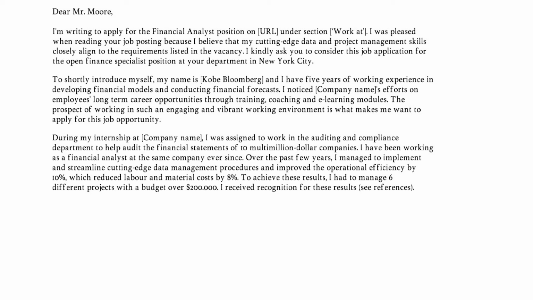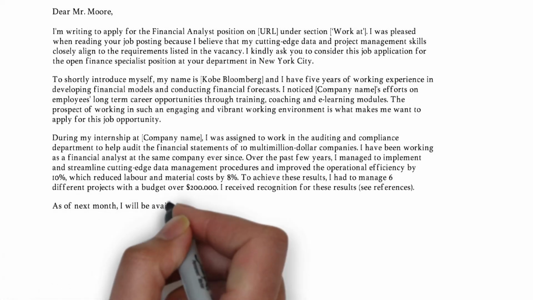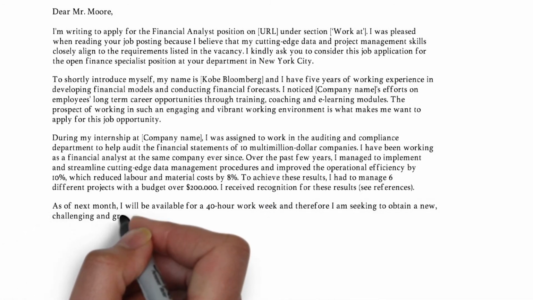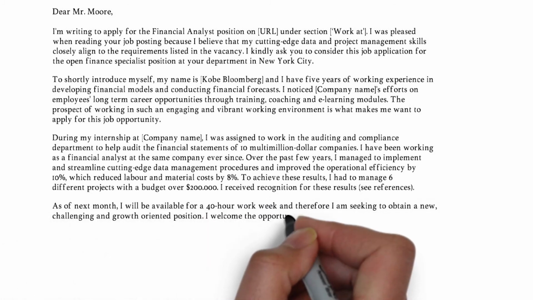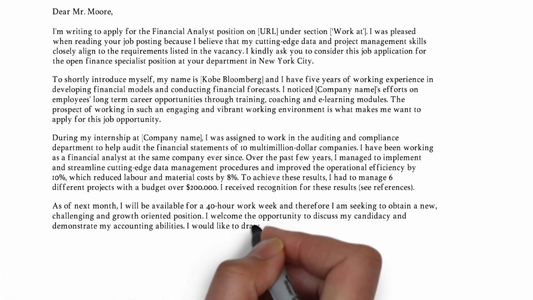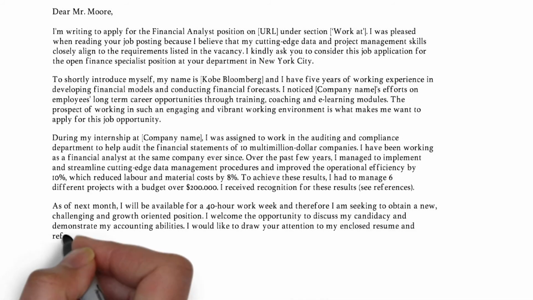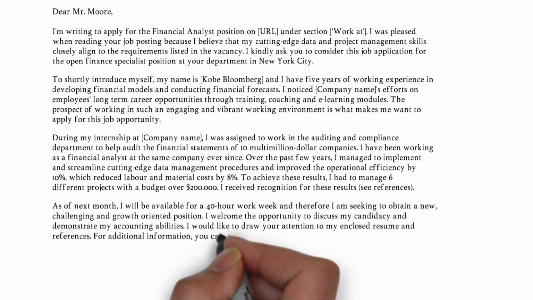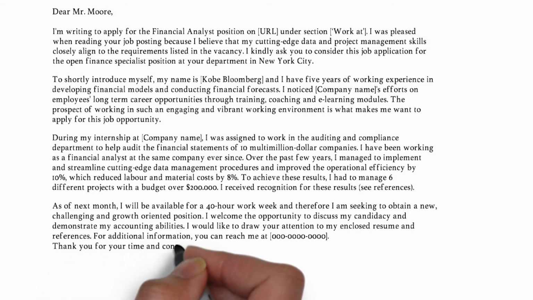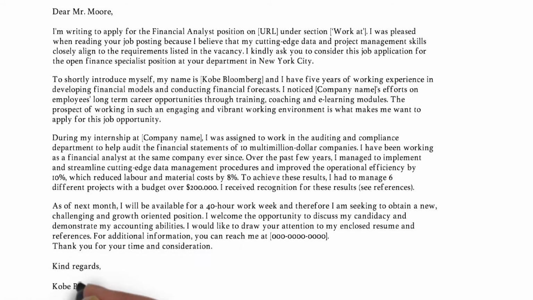In the last paragraph, you can mention your availability and/or reason for switching jobs. Furthermore, express your interest to further discuss your candidacy and the topic of interest. Refer to your attached references and resume and include your phone number so they can easily reach out to you. Don't forget to thank the reader for taking their time to review your cover letter and close in a compelling way. So kind or best regards, followed by your name and surname.